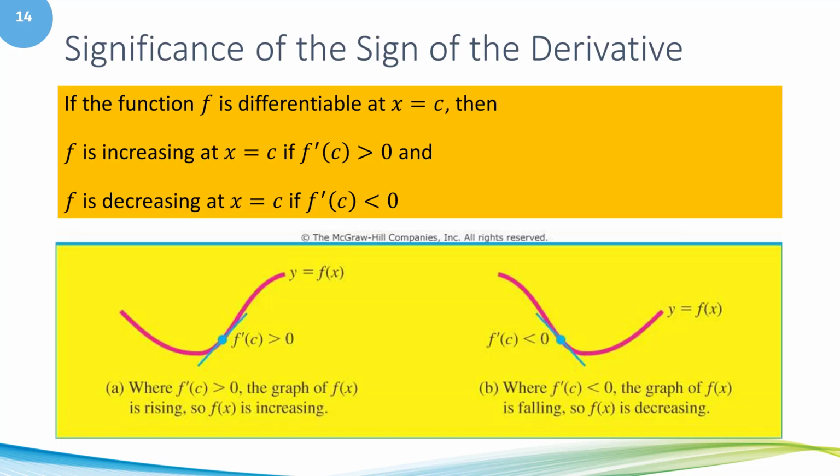The previous example gives us a case when the derivative is negative, then the function is decreasing. This is the general case for any function. So if f' is positive, then f is increasing. And if f' is negative, then f is decreasing.